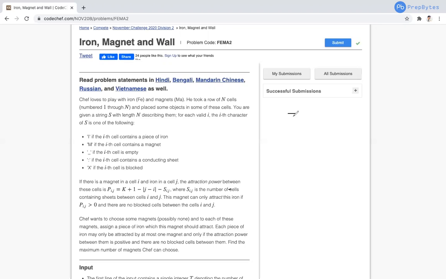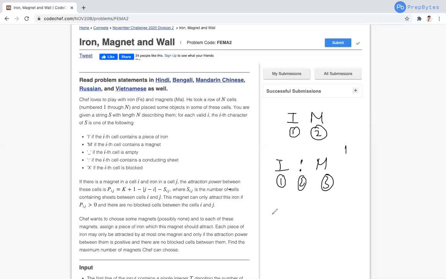Suppose there is an iron and a magnet, and the indices are, say, 1 and 2. The formula used to calculate the power between them is K plus 1 minus the absolute value of j minus i, which will always be a positive value, that's why they have used mod here, minus the number of sheets. If I write it like this, 1 2 3, how many sheets are between them? One sheet is between them. This is denoted by S_ij.